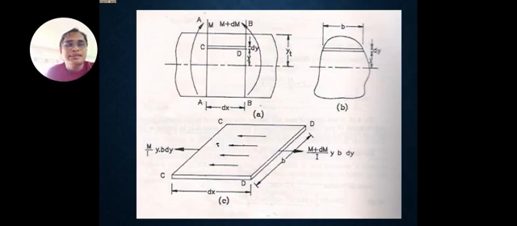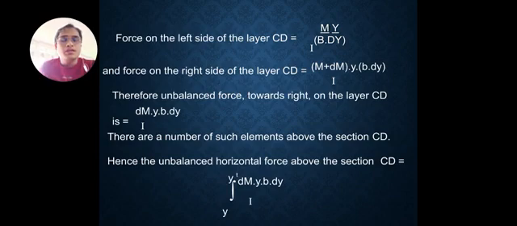Here is the figure. The force on the left side of the layer CD is equal to M y b dy over I, and the force on the right side of layer CD is equal to M plus dM times y b dy over I. Therefore, the unbalanced force toward the right in the layer CD is dM times y times b times dy over I. There are a number of such elements above the section CD. Hence, the unbalanced horizontal force above the section CD is equal to the integral of dM, and so on.